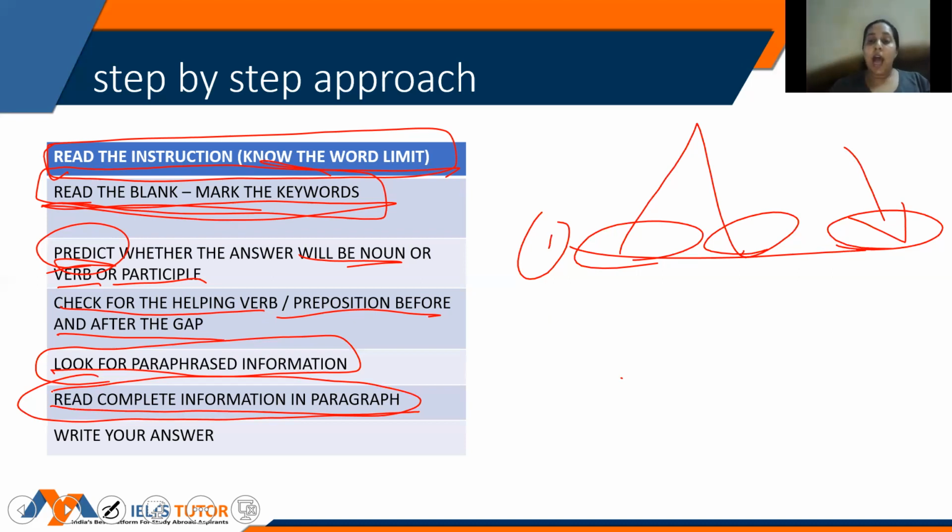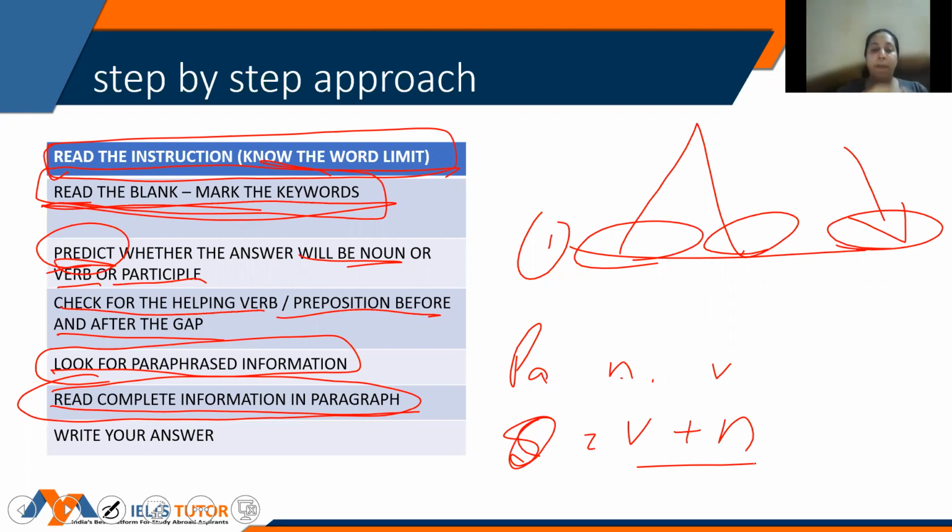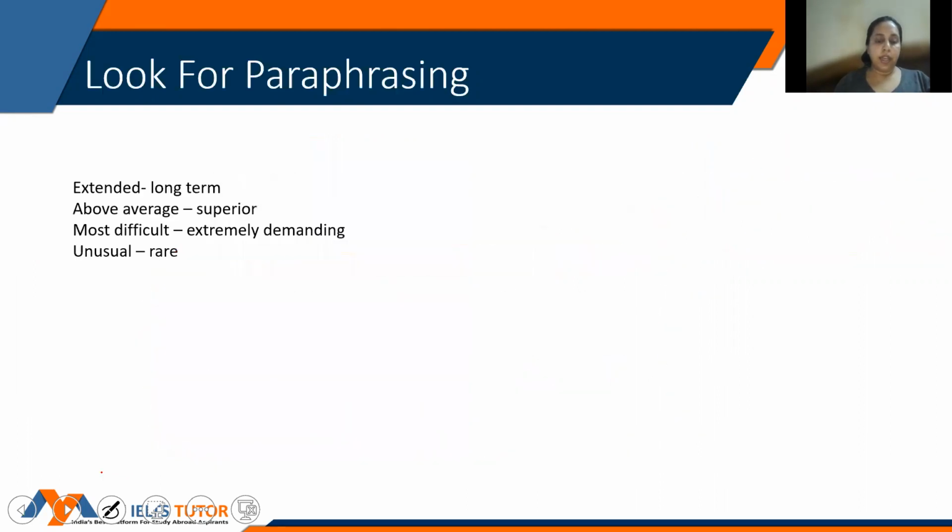हो सकता है आपके पैराग्राफ में नाउन पहले हो, वर्ब बाद में हो, बट आपके क्वेश्चन में वर्ब पहले हो और नाउन बाद में हो. So there could be change of the structure. So you have to read the information in the paragraph carefully and link it with the question, and then write your answer. Right? Clear?